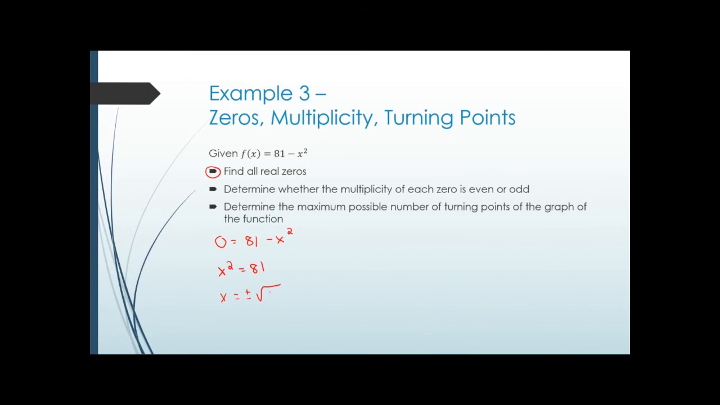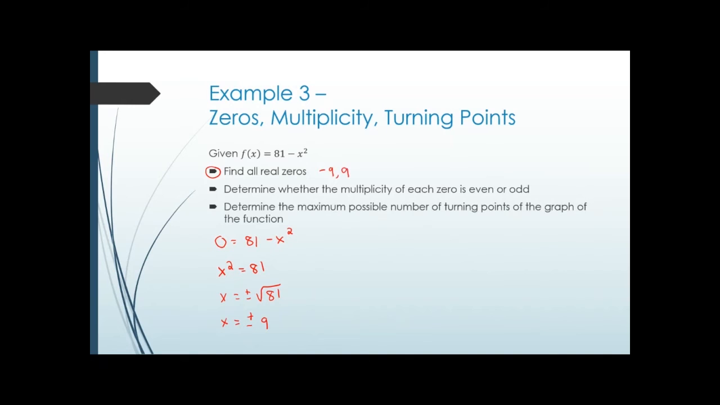The square root of 81 is, first I'm going to write plus or minus the square root of 81, and that equals plus or minus 9. So we have two zeros here, and they're real zeros because they're not imaginary numbers. So we have -9 and 9 as our real zeros.